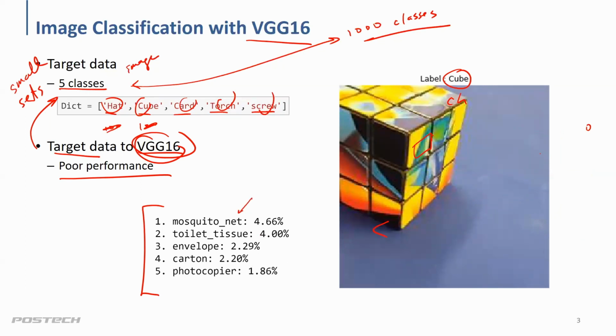I'm not sure, but among these classes there's probably no class for hat or cube. Toilet tissues and envelope and cartons, I think it doesn't make sense. So what I'm trying to do here is, using this model, we need fine tuning. We need to do it to get the right model for these specific target problems.